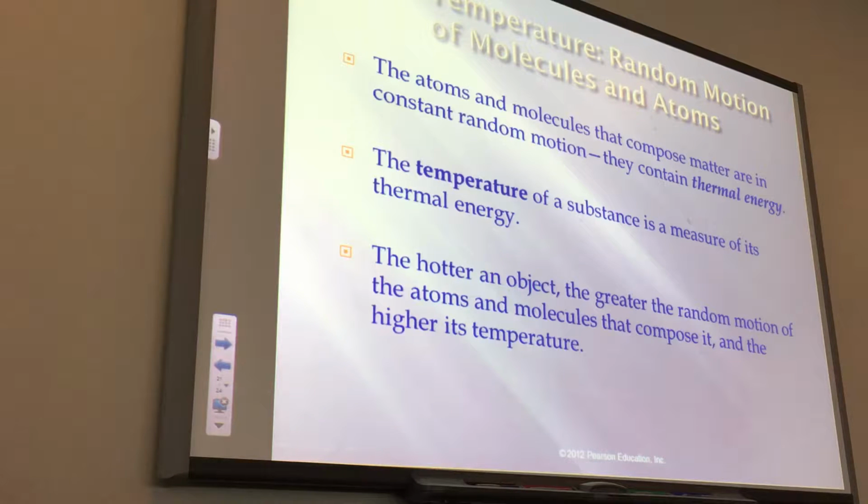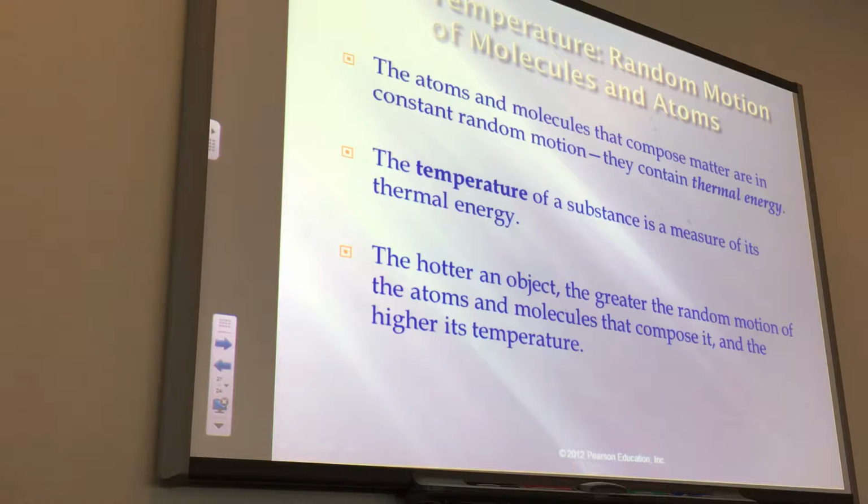Moving really fast, and they're vibrating fast, that translates into a higher temperature. And then when the molecules start to slow down, that translates into a lower temperature. So really, temperature measures thermal energy, which is the motion or the vibration of the molecules. So at 100 degrees Celsius, the molecules are moving very fast.